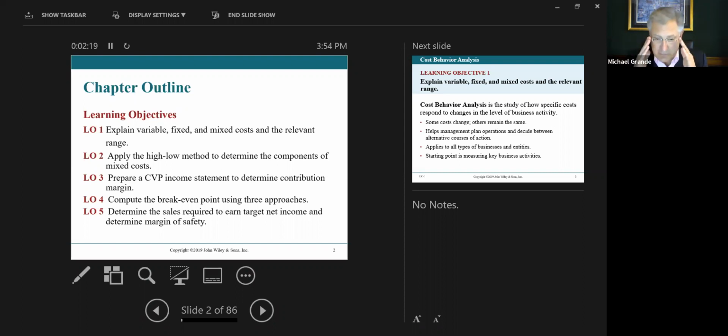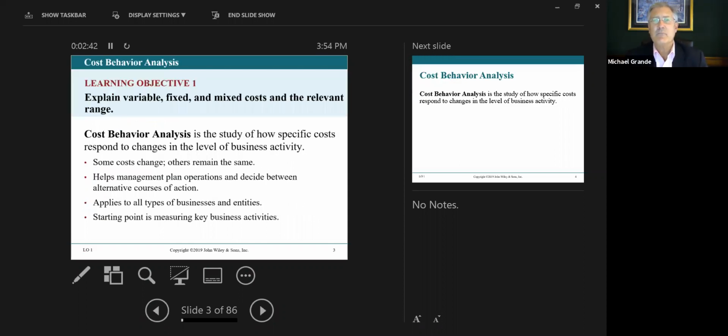Our 4th learning objective, we're going to talk about how to calculate break-even point. The author provides 3 approaches. I have one that I like to use, and we'll talk about that. And then the last learning objective is we're going to determine the sales required to earn a target net income and determine the margin of safety.